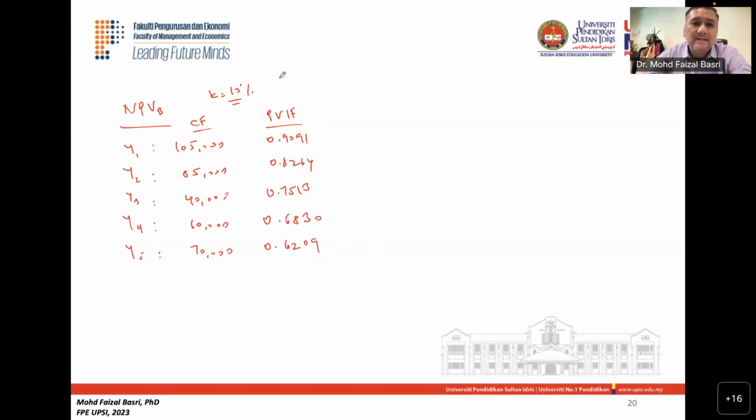Or else you can use the calculator. If you want to calculate one by one, it is basically 1 divided by 1 plus K to the power of N. N means, for year 1, 1 divided by 1 plus 10% to the power of 1. For the second year, 1 divided by 1 plus 10% to the power of 2, then you get this one, and so on. So to get the present value of cash flow, simply multiply each and every single cash flow by the relevant year's factor.